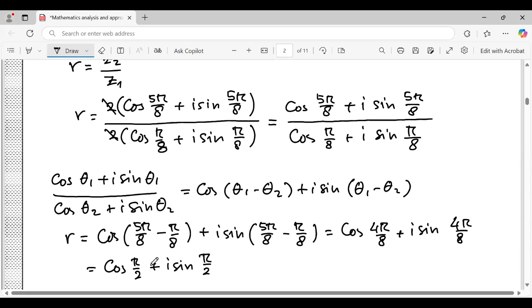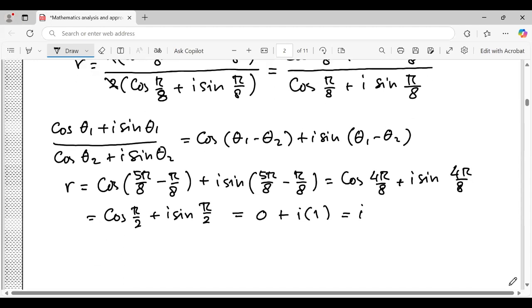Cosine pi half is 0, so it is 0 plus I times sine pi half, which is 1. So it is I, since 0 plus I is I. So R, the conclusion, R equals I.